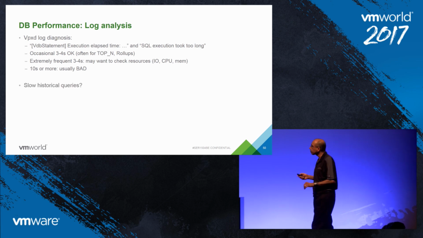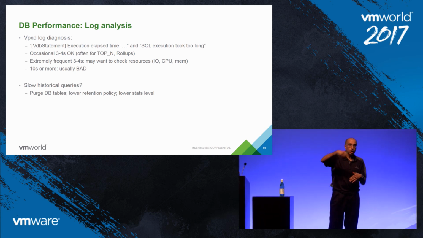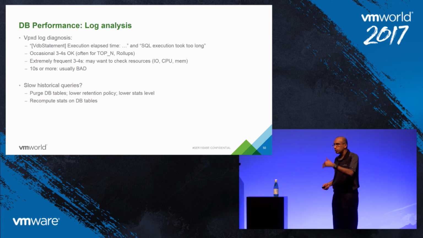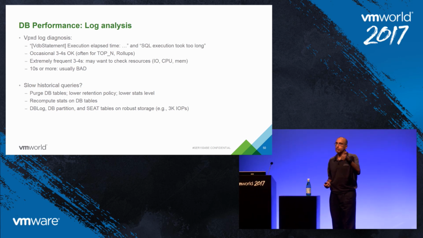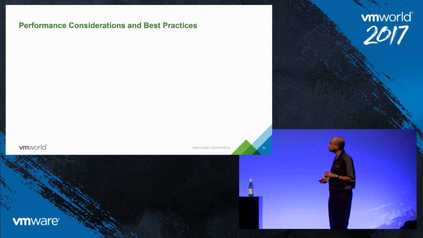And if you have slow historical queries, like I said, make sure you have sufficient disk space. Maybe you have to purge your database tables or change the retention interval. Maybe if you're running on SQL, you have to recompute the stats for your database engine, etc. But above all things, make sure you've got low latency and high bandwidth for those partitions: seat, the database core tables, and the transaction log.